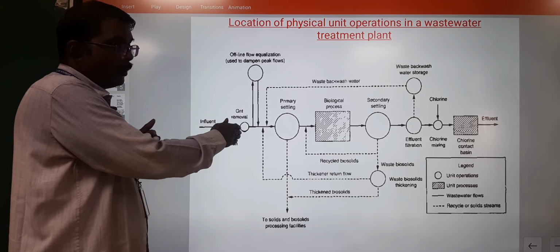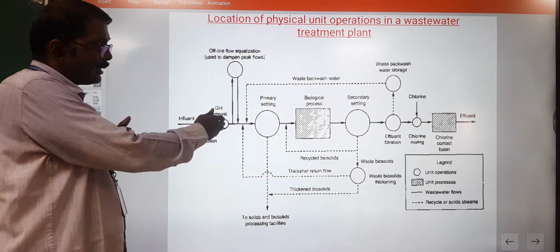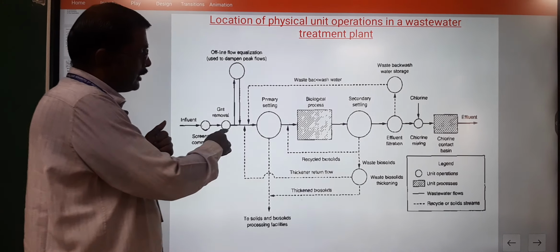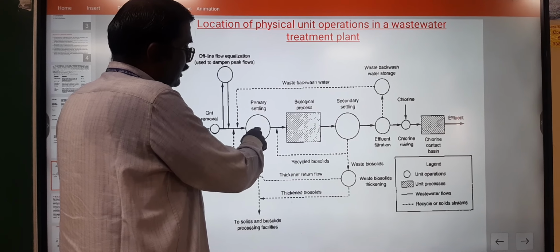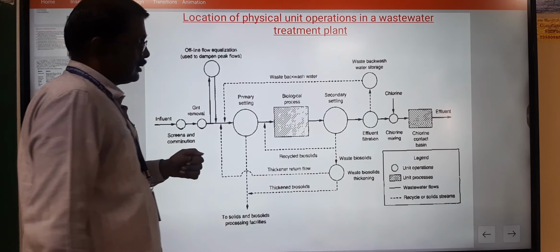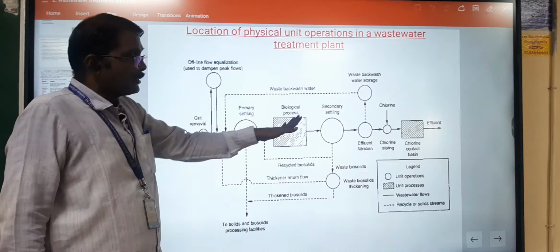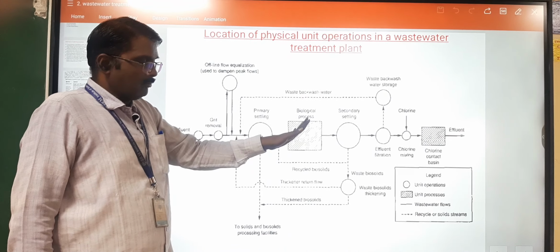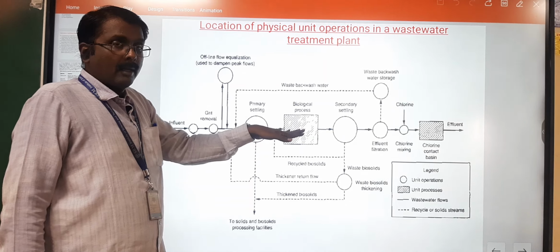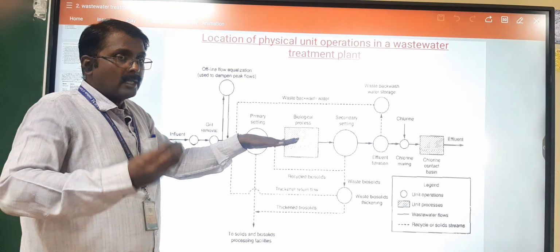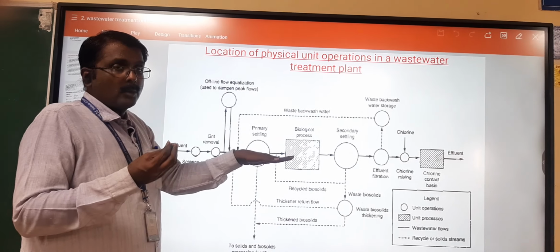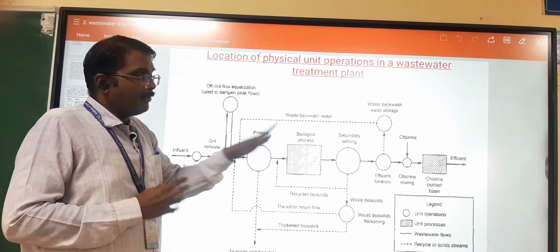The next is grit removal. It is also like a screening apparatus where the grits will be removed. Then it is taken to the primary settling tank. Then it is taken to the biological processes. Biological processes are a secondary treatment method for wastewater, where microbes are used to digest the dissolved compounds or any organic contents present in the wastewater.